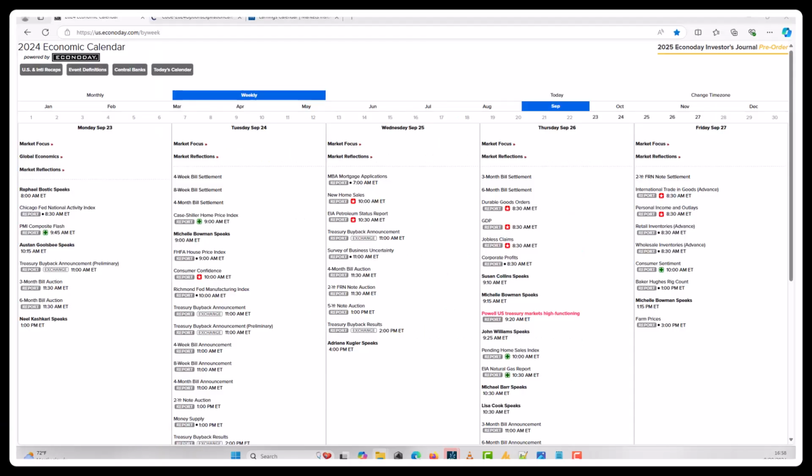Hello and welcome to the end of day review for Friday, September 27, 2024. At 8:30 we have the low to medium impact news, which is the PCE data, a subset of the PCI data, and on Thursday we have the GDP data. So let's see how that impacts us.